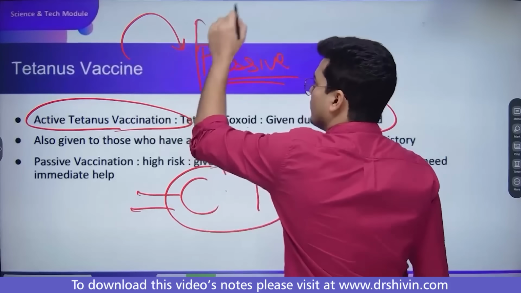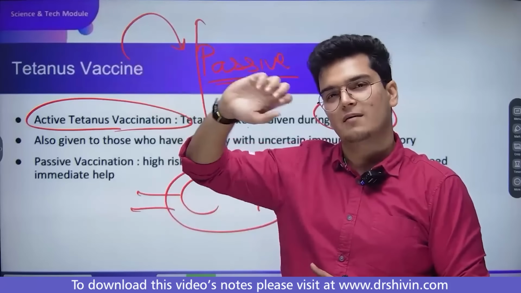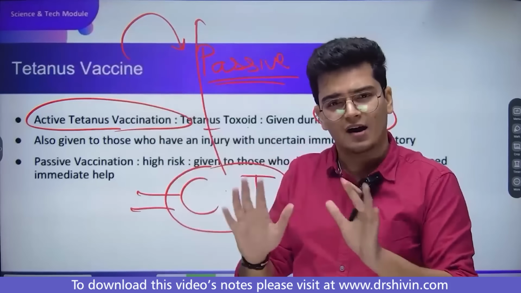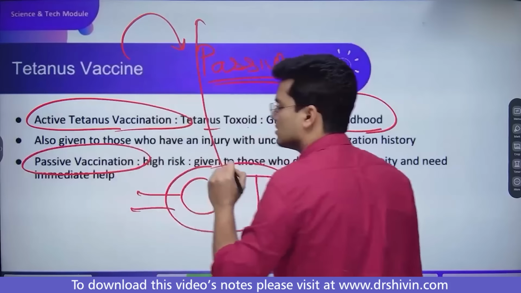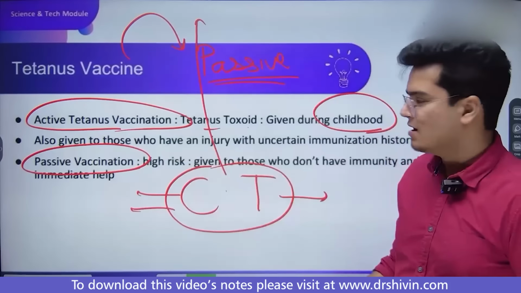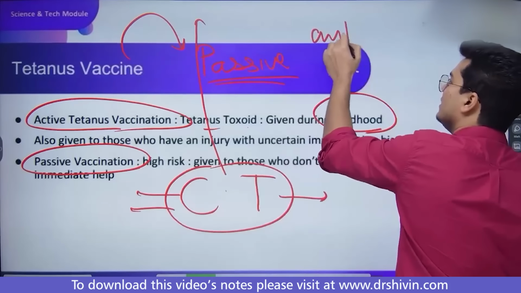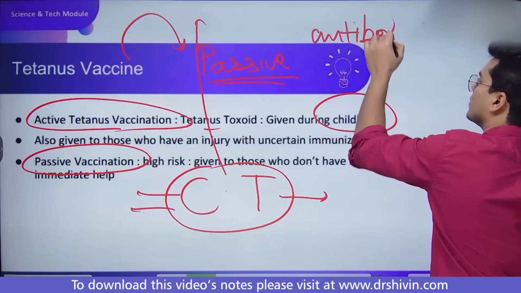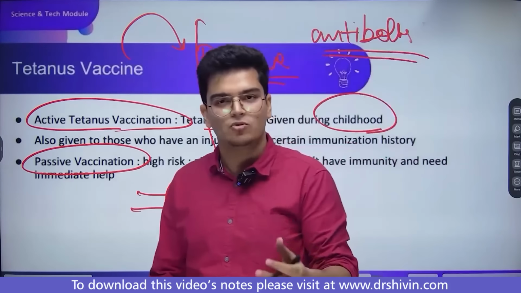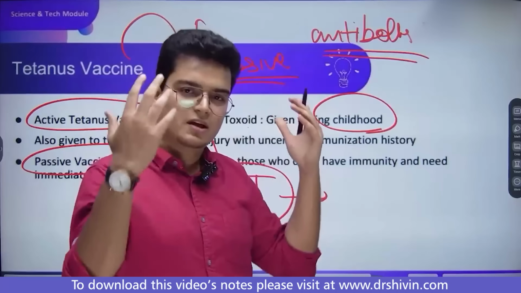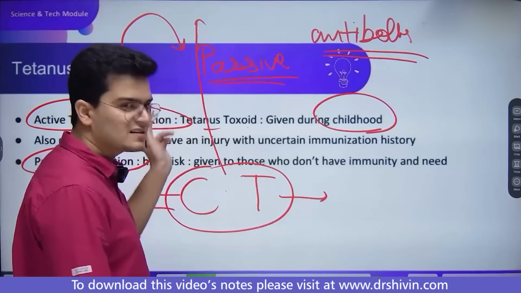I cannot now wait for the body to generate immunity again, that I tell the body to make memory cells and generate immunity. I can't wait for that. So what will I do? I will give passive vaccination. What is passive vaccination? Passive vaccination is I give the antibodies directly. I don't wait for you to generate your own immunity. So in a high risk situation I can give passive tetanus.